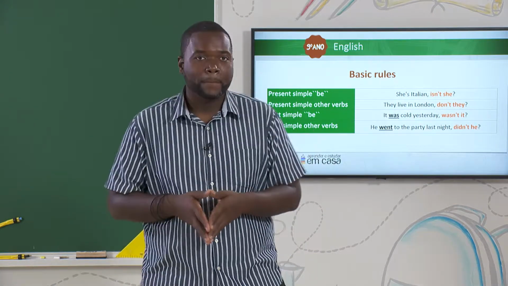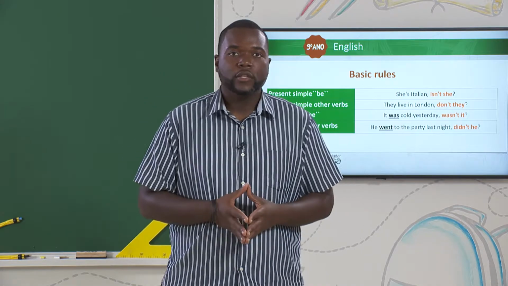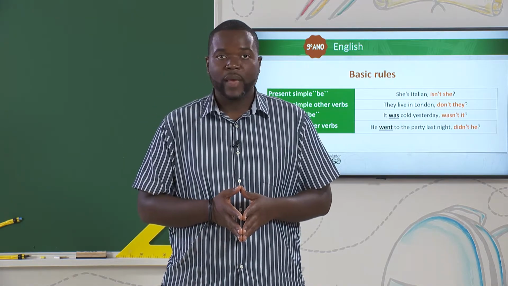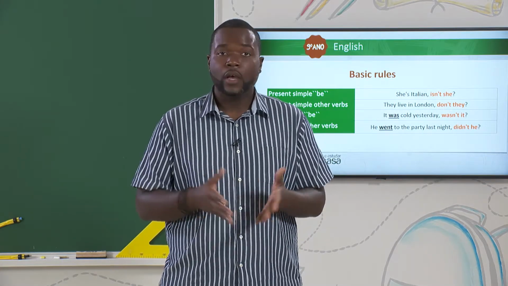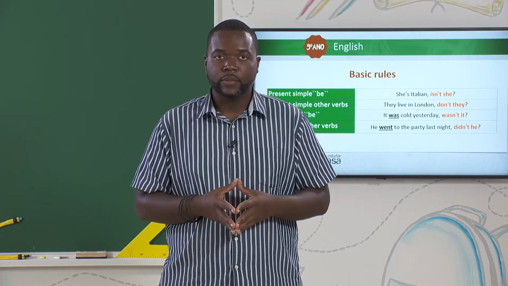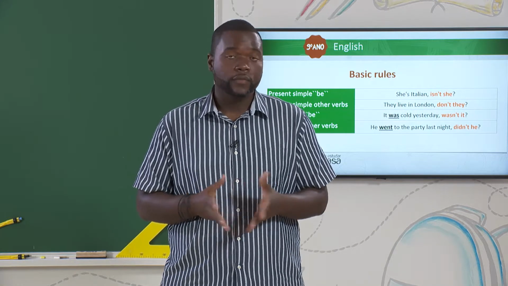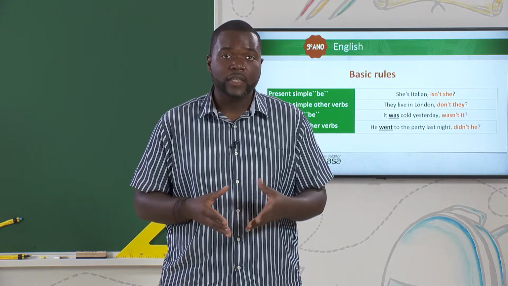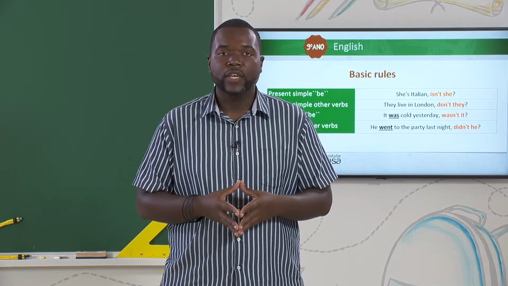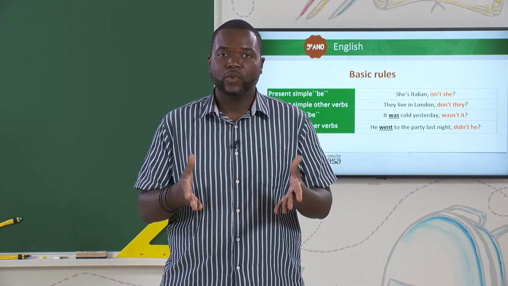Let's continue. He went to the party last night, didn't he? Well, students, what we have here is the use of past simple with other verbs. He went to the party last night. Went is the past simple of the verb go, and it's the main clause, so it's in the positive or affirmative. Now, the second clause, we are asking for confirmation, and once again, we need the auxiliary verb to do in the past. Didn't he? We're asking for confirmation. Don't forget that.